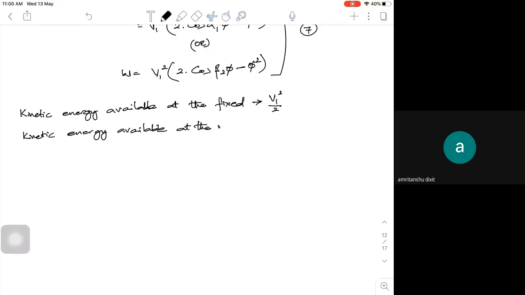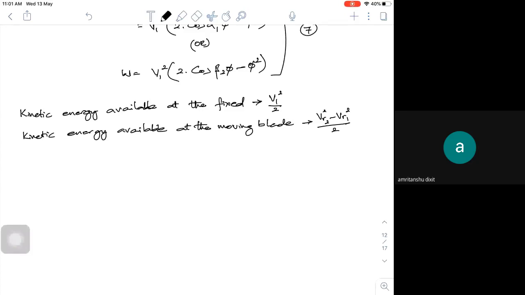At the moving blade, it is the relative velocity which comes into picture. So that will be VR2 square minus VR1 square by 2. I am trying to compare at the inlet and at the exit. So what will be the total energy available?